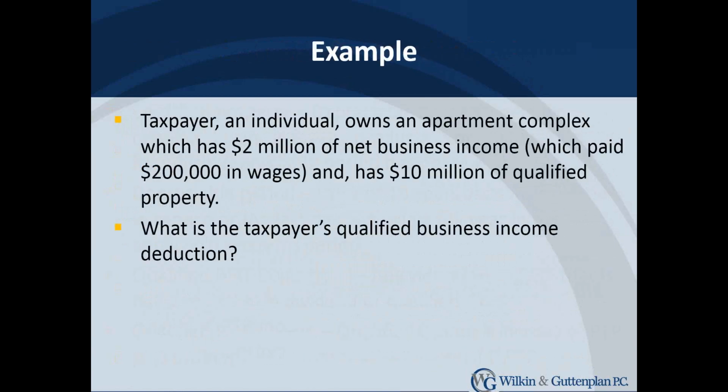So I figured I'd take this through with a quick example to try to solidify what I was explaining. Taxpayer A as an individual owns an apartment complex which has $2 million of net business income, paid $200,000 of wages in the business, and has a $10 million unadjusted basis of qualified property. What is the taxpayer's qualified business income deduction?